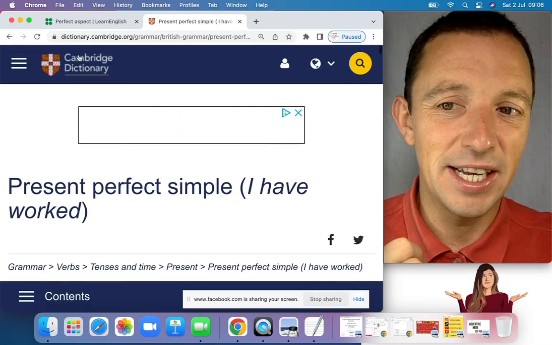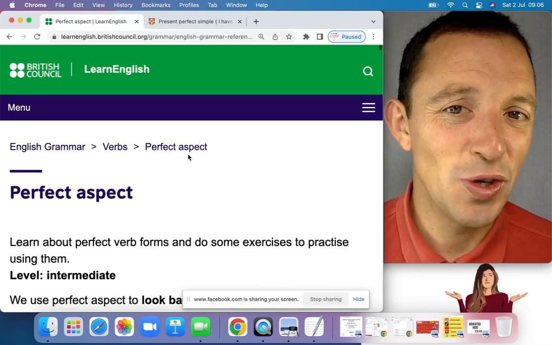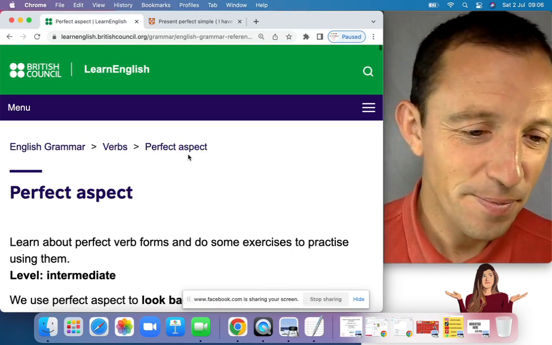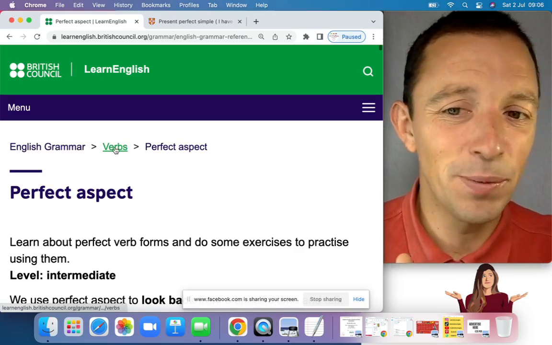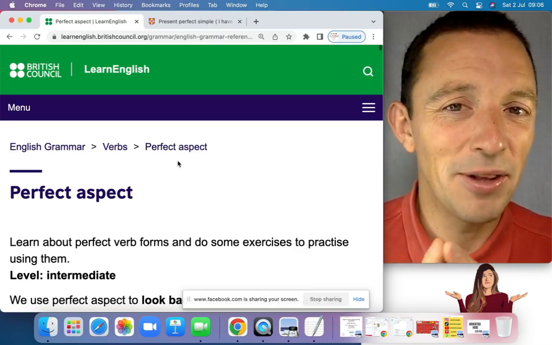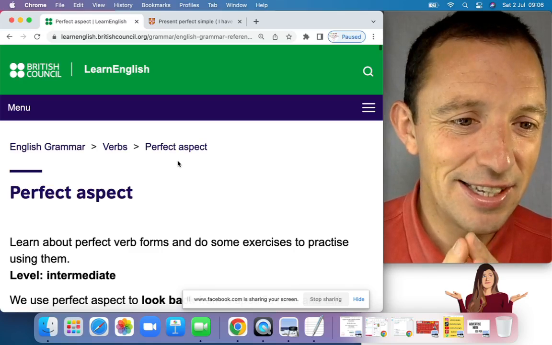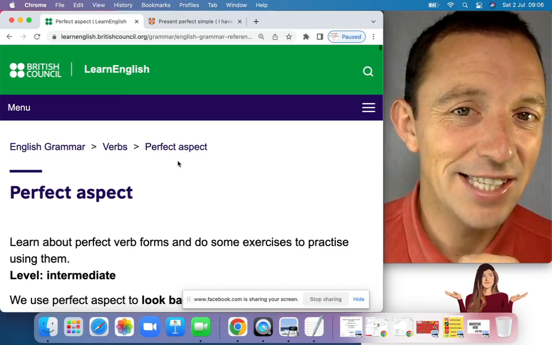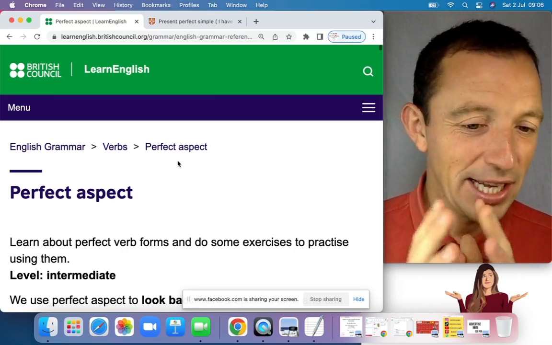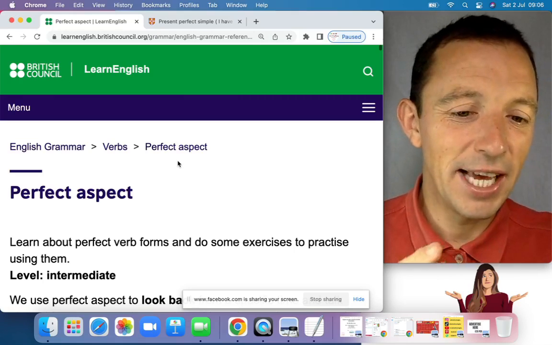You can see here the Cambridge Dictionary is very good to learn grammar. And this is the topic today. So we're in English grammar, we move to verbs, and specifically we speak about the perfect tenses, and today that is the topic of the lesson. So I think that's everything. I think we are ready to begin.